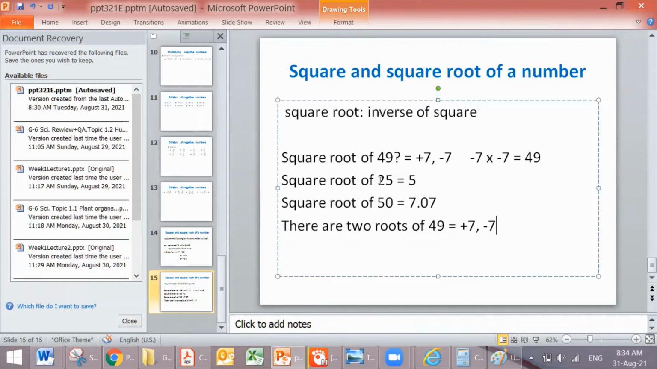And similarly, two roots of 25 will be plus 5 and minus 5. Okay, so actually it has two answers, plus 5 and minus 5, and these are called the square roots of 25. Okay, plus 5 and minus 5. I hope you have understood this.